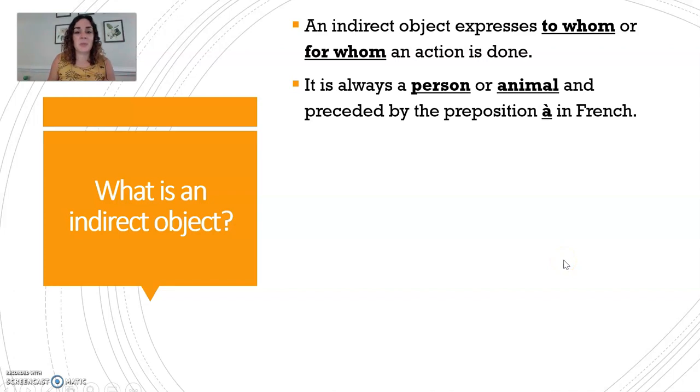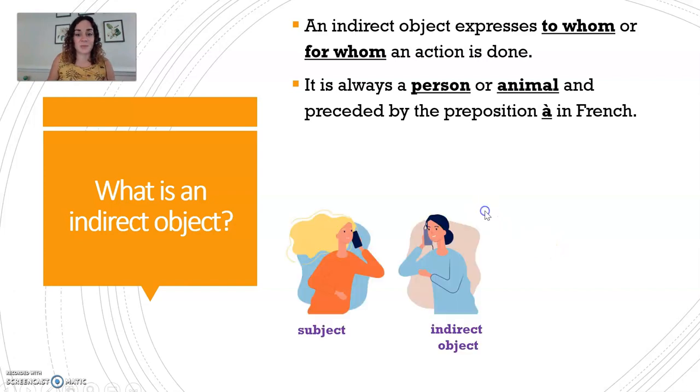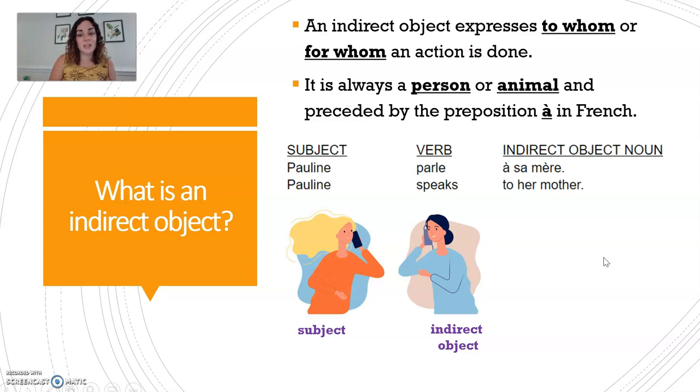It might be preceded by pour as well, or the verb might just take an indirect object. So here are some visuals and examples for you. If somebody were calling her mom, then here it is written out: Pauline, she speaks to her mom. The subject is Pauline, the verb is speak, and then the indirect object is the person to whom or for whom it's done, in this case, her mom. So to her mom is the indirect object phrase that we will be replacing with an indirect object pronoun.